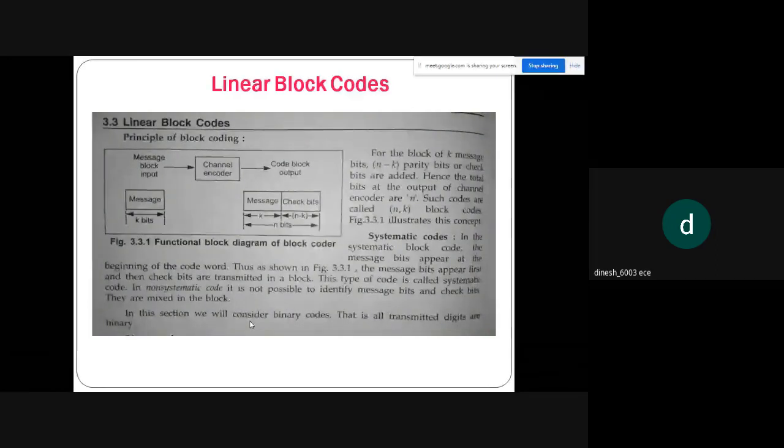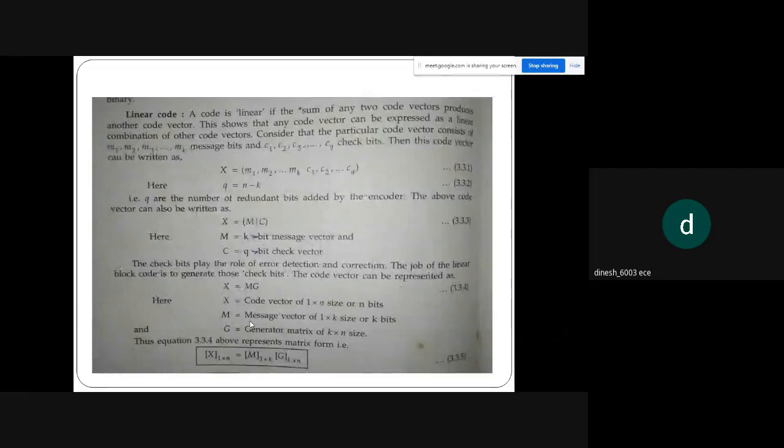Now we had seen a type of block codes as linear. So what does this linear property state? If the sum of two code vectors produces another code vector, then it can be called a linear code. And if linear codes are implemented in block codes, we call them linear block codes. So these are the representations.